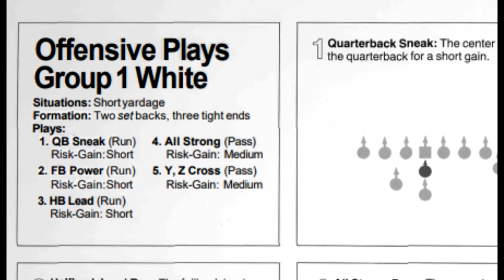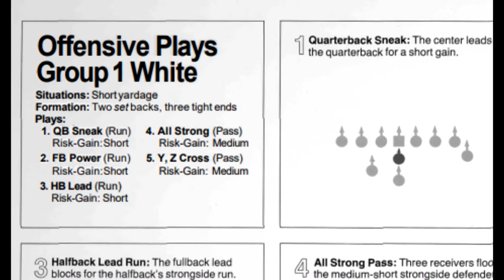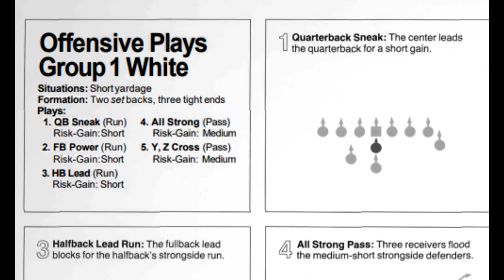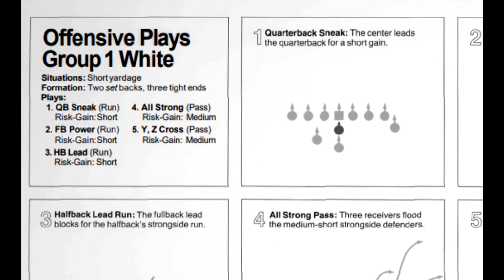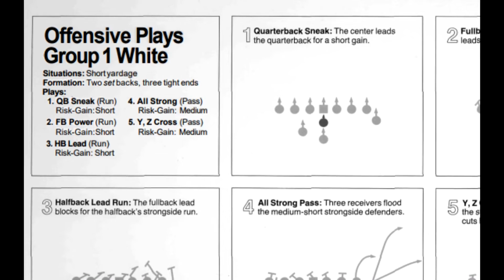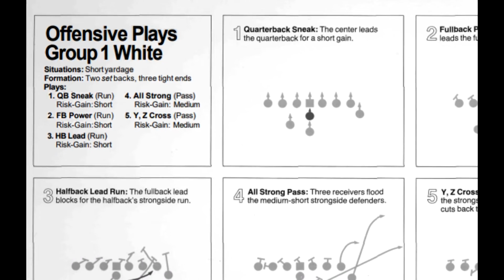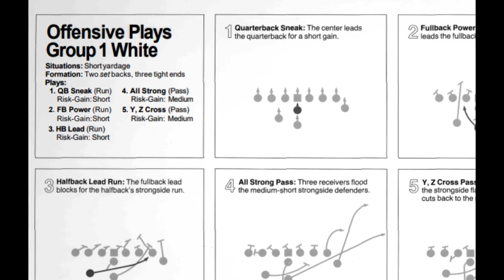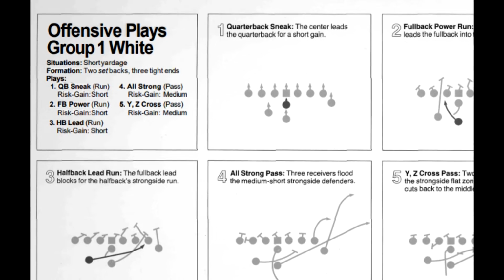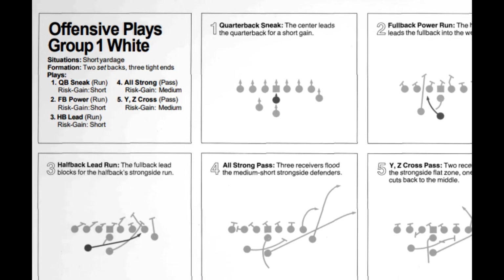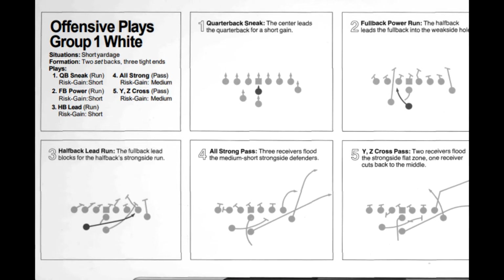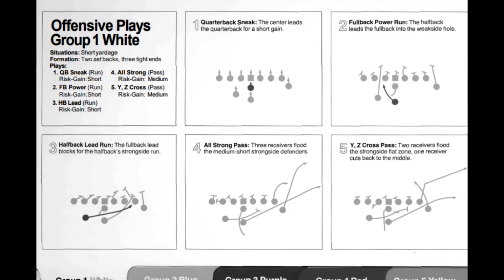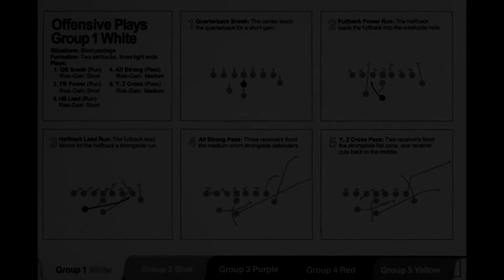But the first one is group 1. They just call it white. I don't know, they call it labels. But in this one, there are 2 setbacks, and then there are 3 tight ends. This is what you want to do when you just need a short amount of yards, basically. So you have the fullback and the halfback, and then 3 tight ends and no wide receivers. In this case, this is what you do if you really just need like 1 or 2 yards. And there are 5 plays for those that we'll try to go over.